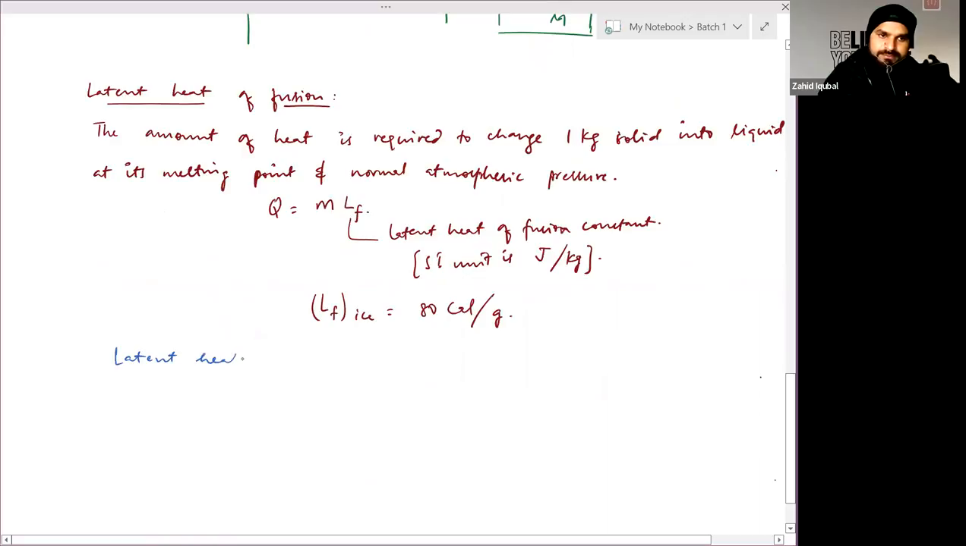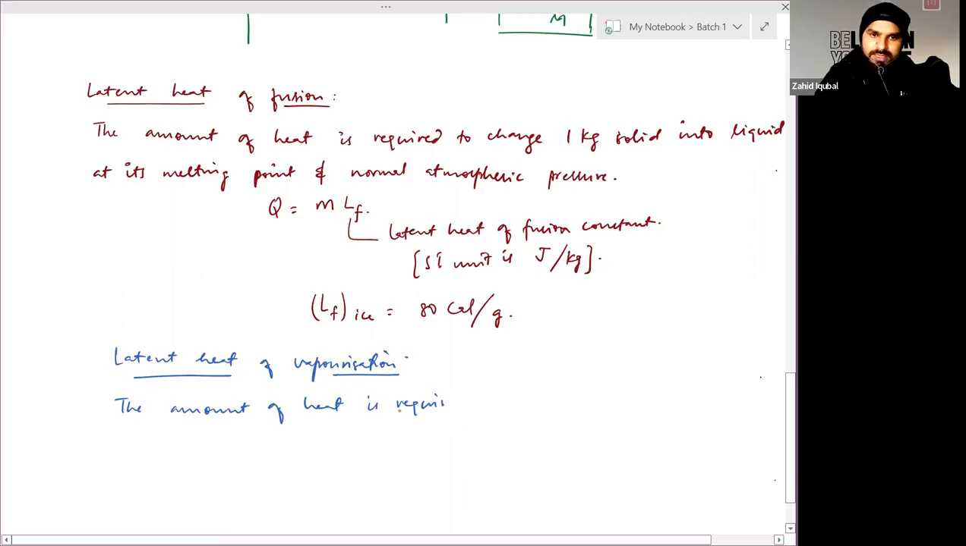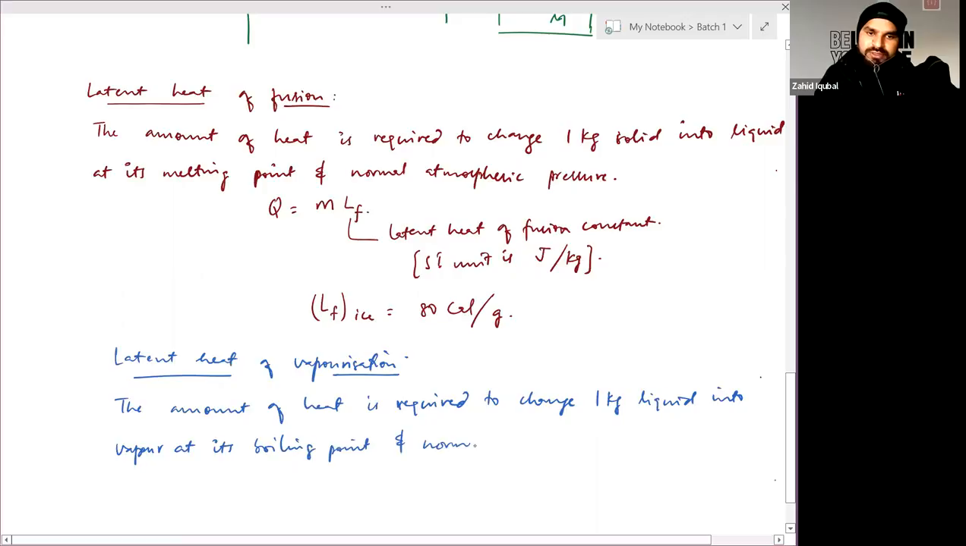Latent heat of vaporization. It will be the amount of heat to convert from liquid into vapor, or vice versa. So you will say the amount of heat required to change 1 kg of liquid into vapor at its boiling point and normal atmospheric pressure.